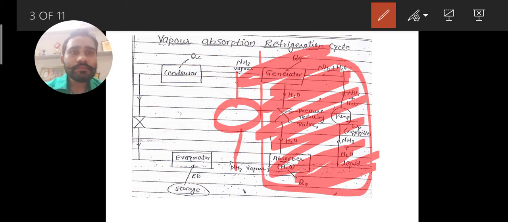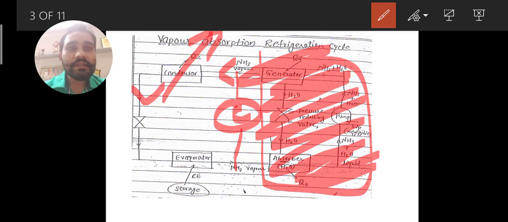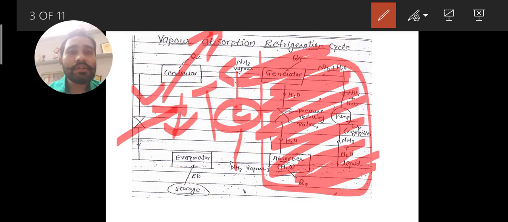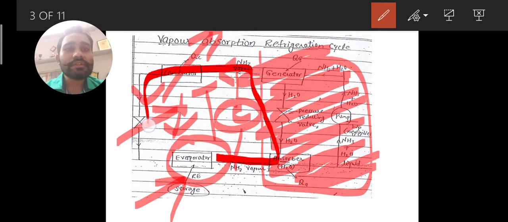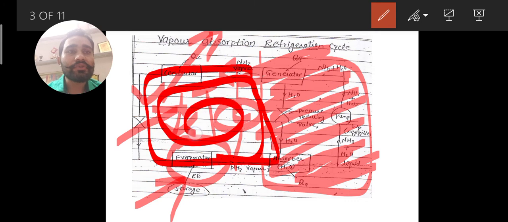So it operates on the principle that the refrigerant is compressed in the compressor, then it moves through the condenser, rejects heat, then it goes to the expansion valve where the temperature is lowered, then it passes through the evaporator where it gains heat, and this refrigerant again passes through the compressor and the cycle continues.